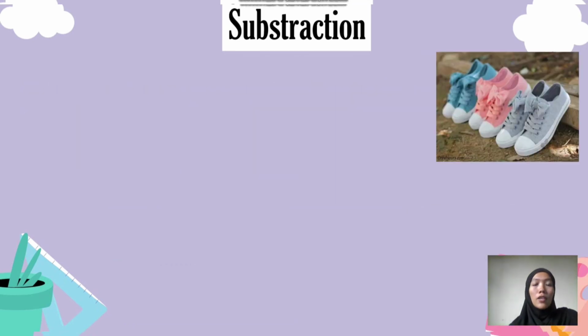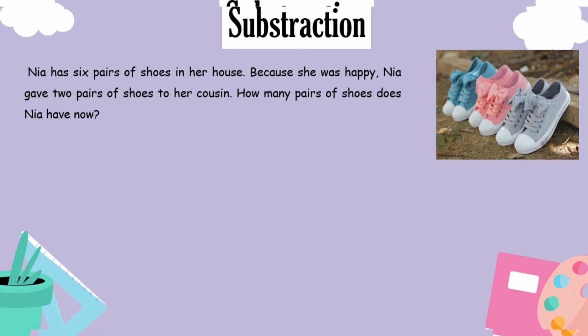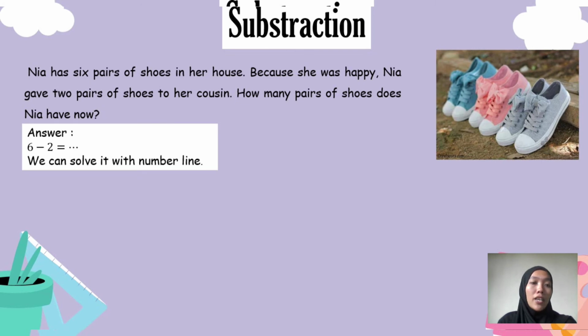The second example is for subtraction. Mia has 6 pairs of shoes in her house. Because she was happy, Mia gave 2 pairs of shoes to her cousin. How many pairs of shoes does Mia have now? We know that Mia has 6 pairs of shoes and gave 2 pairs to her cousin. So, changed to a mathematical sentence, it is to find 6 minus 2. We can solve it with a number line.